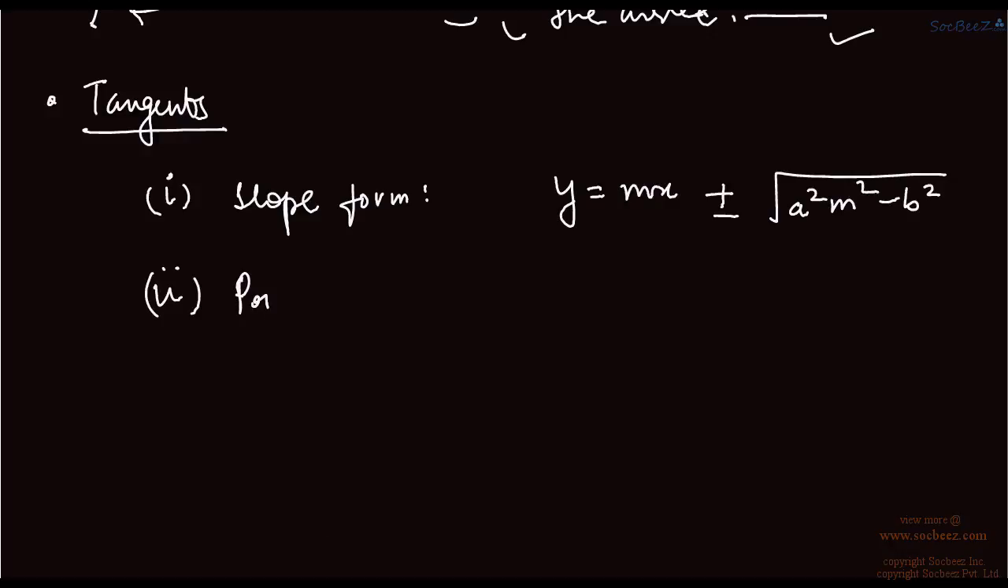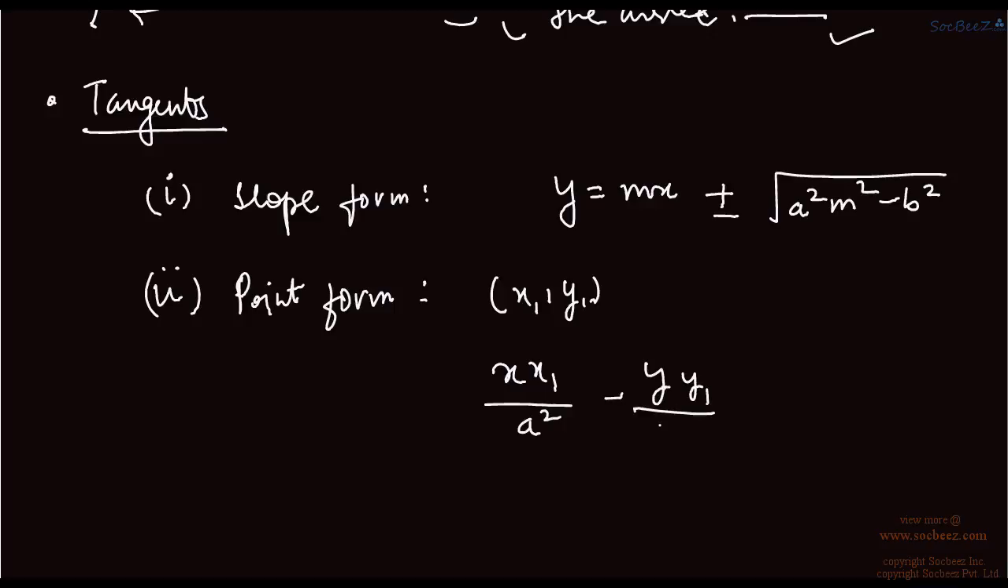Second, point form, that will be at the point, of course, (x1, y1). You will be given the point, then you have to find the equation. That will be x x1 upon a square minus y y1 upon b square equals 1. We have made the x square as x into x1, and similarly y into y1 for y square, and that's how the equation came. So if you are given a point, then you will apply this point form.